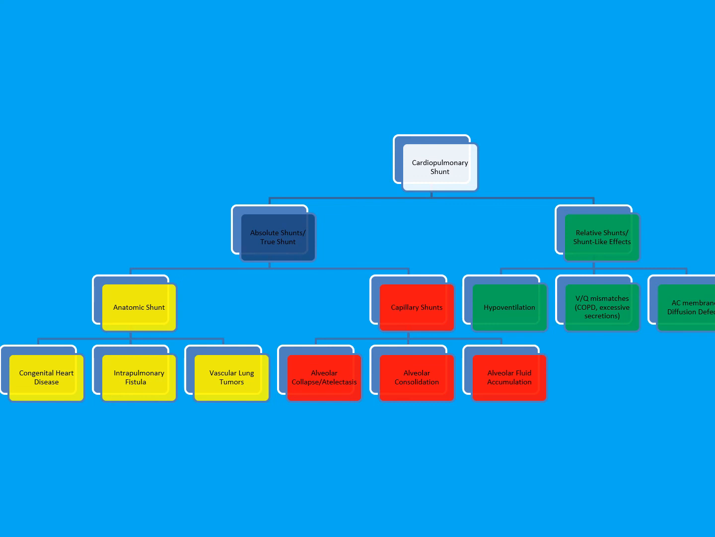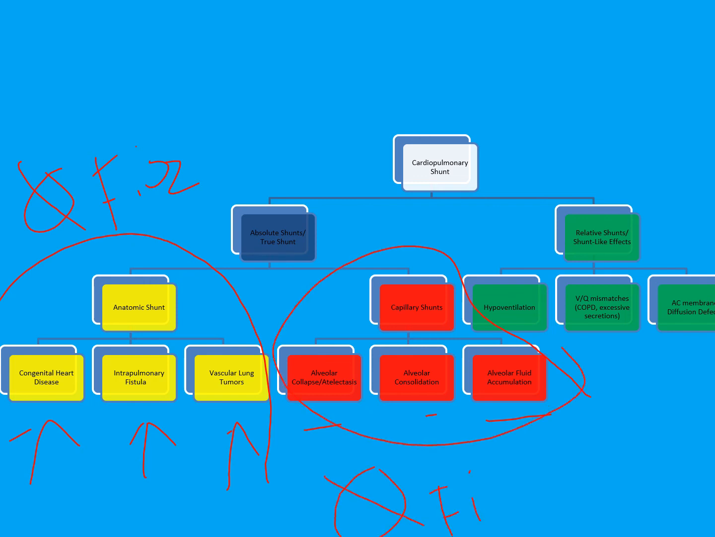If we're looking at an absolute true shunt, that can be an anatomic shunt, which is where you're born with a congenital heart defect, or you have a fistula that developed, or you have a tumor that developed. That means their body will not respond to FiO2. Right? What about over here with capillary shunts? Alveolar collapse, atelectasis, consolidation, accumulation. If this is going on, they will also not respond to FiO2.